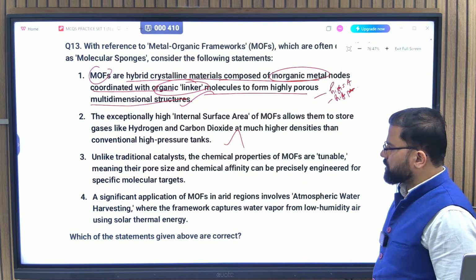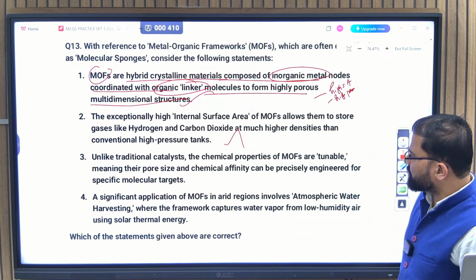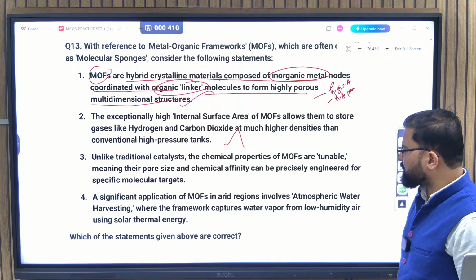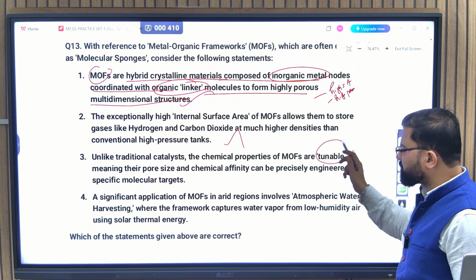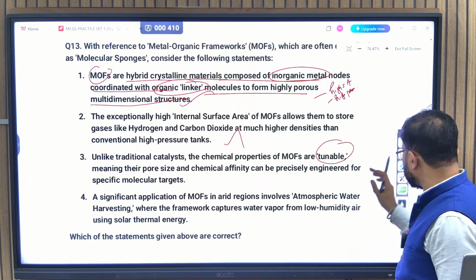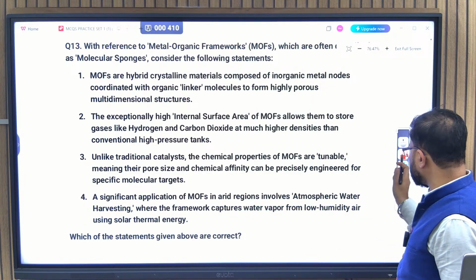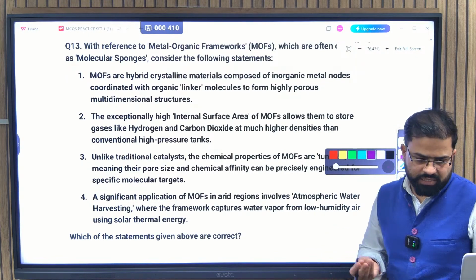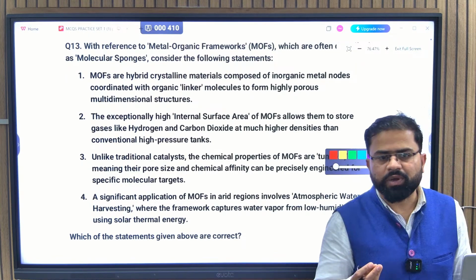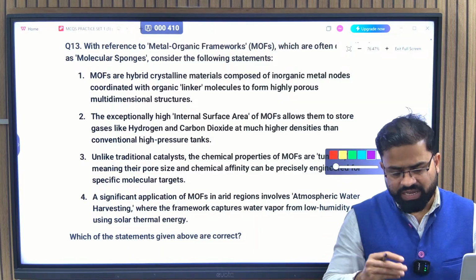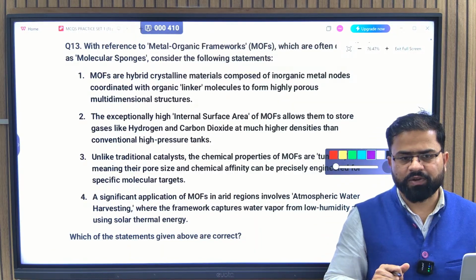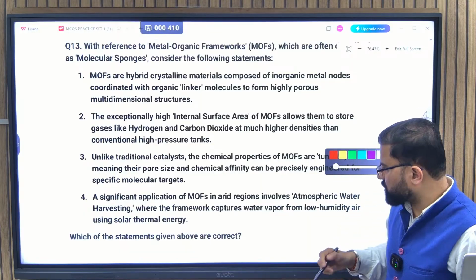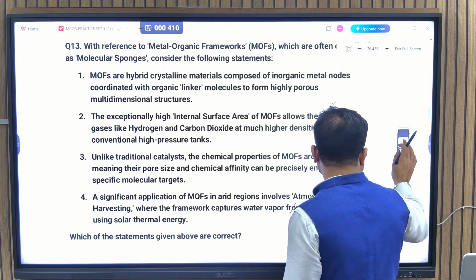Statement 3: Unlike traditional catalysts, the chemical properties of MOF are tunable, meaning the pore size and chemical affinity can be precisely engineered. Tunable means we can change the pore size and all those things. Fourth, a significant application of MOF in arid regions. Arid region means desert, where there is a problem of potable water. So what can we do? We will take this MOF. Since MOFs have higher surface area and higher porosity, they can collect the water molecules, and from that we can get the water. This statement is also correct. So all these four statements are correct.